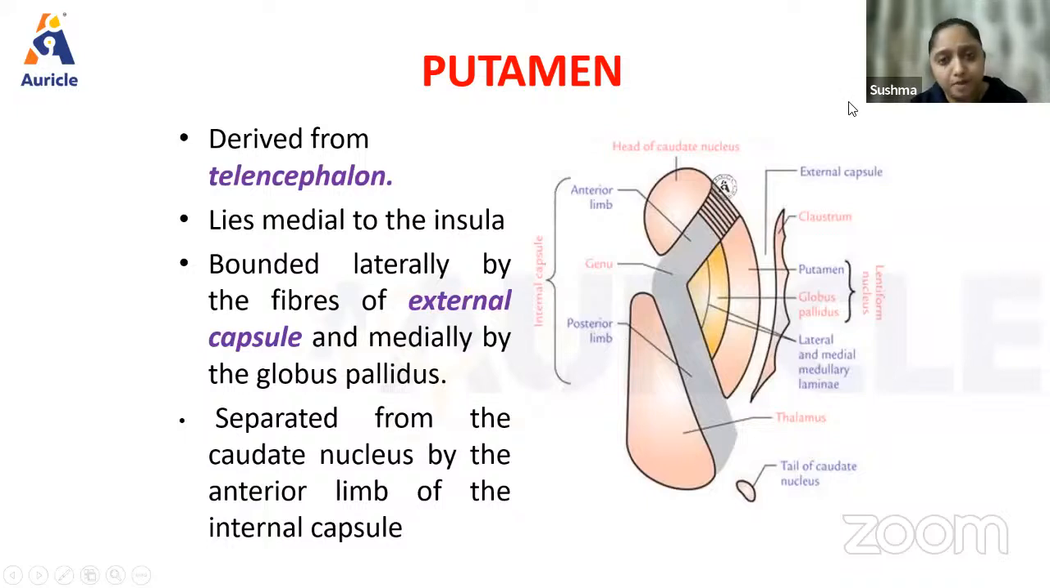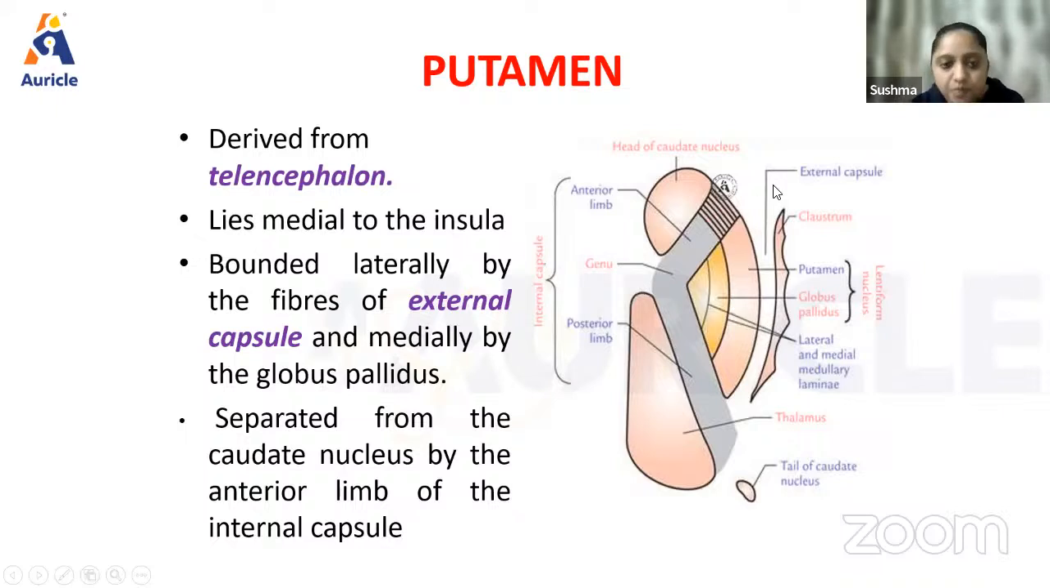Then putamen. Here you have the globus pallidus, then we have the putamen. Putamen is that structure which receives all the afferents; different afferents to the basal ganglia come to the putamen. Putamen is derived from the telencephalon. It lies medial to the insula. This is the insular cortex, and medial to the insula is the putamen. It is bounded laterally by the fibers of the external capsule and medially by the globus pallidus. It's very easy. If you remember this order, you can write the medial and lateral relations.